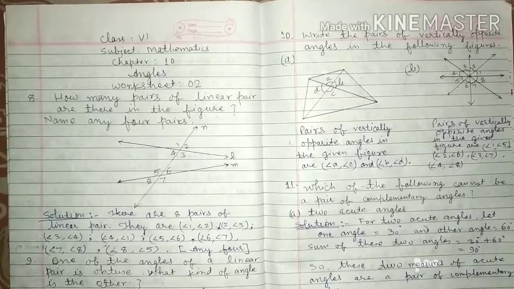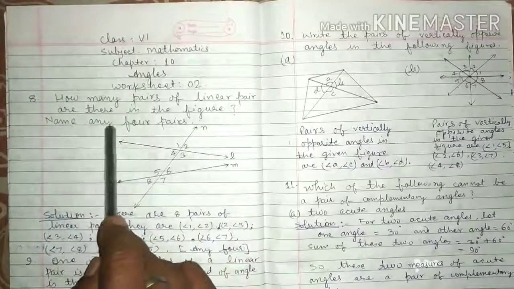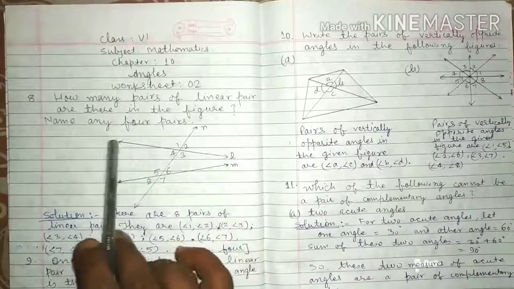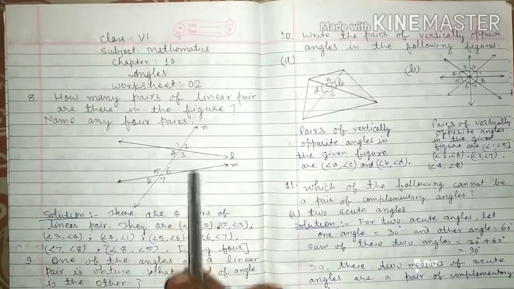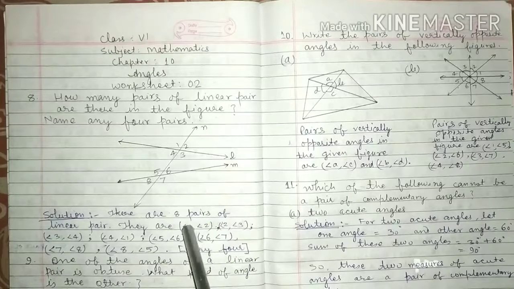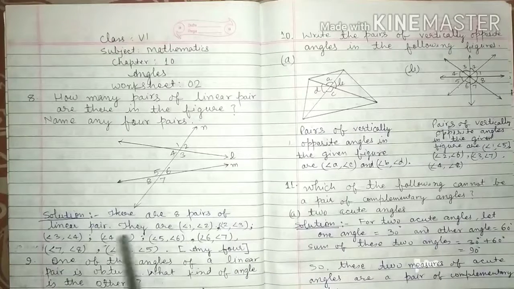My dear students of class 6, I am going to start chapter 10, angles, worksheet 2, question number 8. How many pairs of linear pair are there in the figure? Name any 4 pairs. Linear pair: two adjacent angles are said to be a linear pair if their sum is 180 degree. Here in this figure there are 8 pairs of linear pairs.